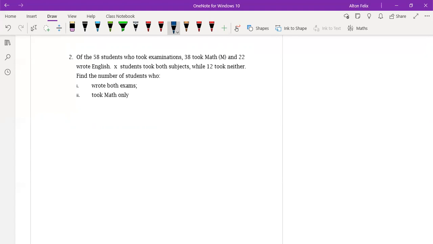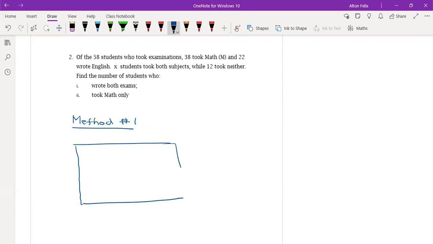Now, we can approach this 2 ways. And let's see, first of all, how this information looks on a Venn diagram. So we'll go the route of the Venn diagram, and let's see how that information looks on the Venn diagram. We'll use M for the set representing students who take mathematics, and we'll use E for the set representing students who take English. So let's put M here and E here. Now, let us put in this x. x students take both. So x will go here.